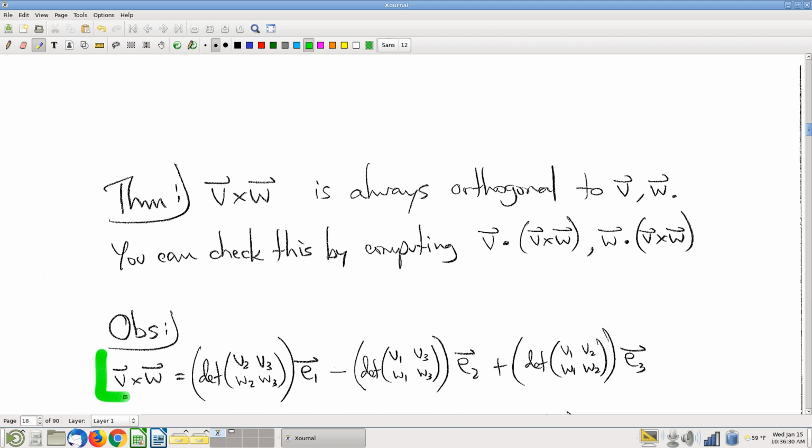This says V cross W. By the way, here are the coordinates of that vector that I just wrote down. Keep in mind, the coordinates are the coefficients in a linear combination of the standard basis vectors, right? So A, B, C is A e1 plus B e2 plus C e3. So all I'm doing is rewriting the coordinates here as determinants.